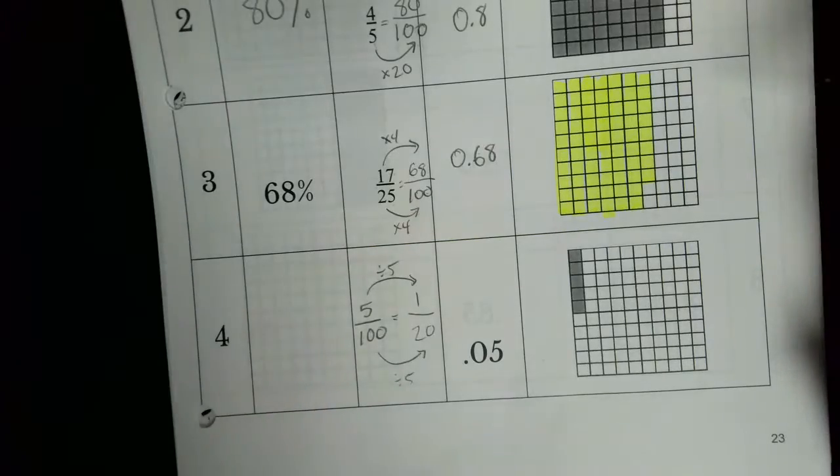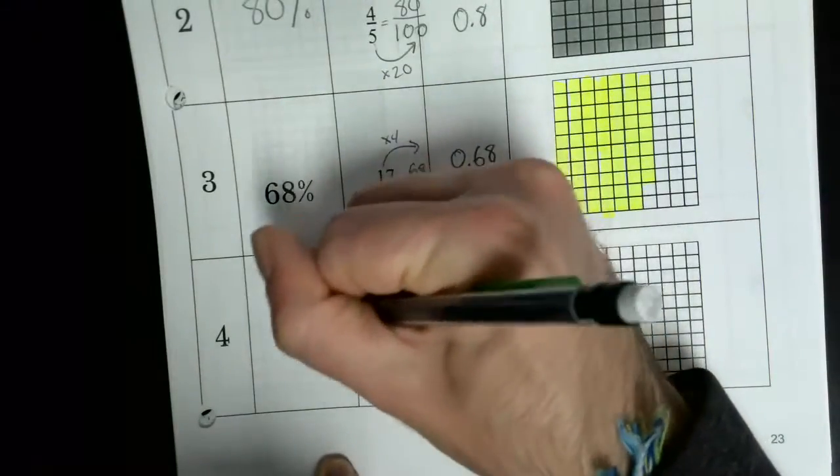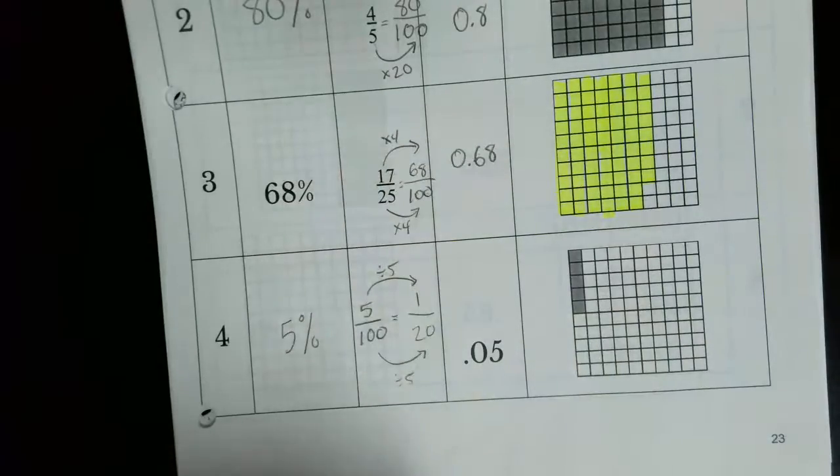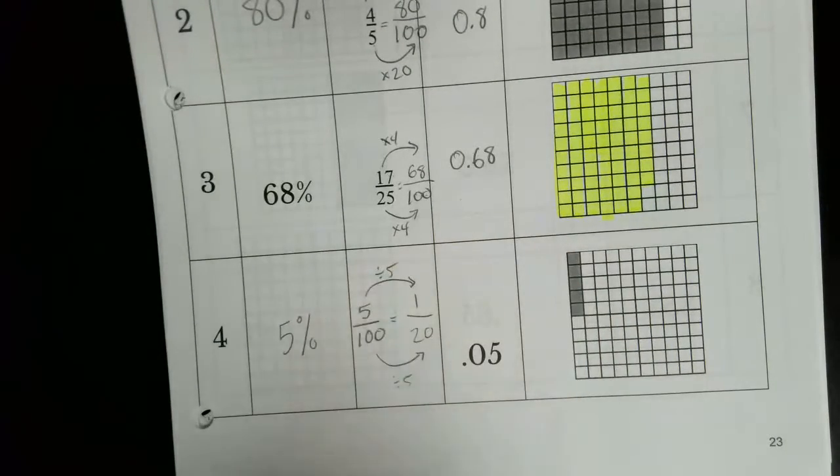What percent would this be? Well, this is 5 out of 100, which would be 5%. There it is. So we've completed the front. We did that together. And the back, you're going to do on your own.